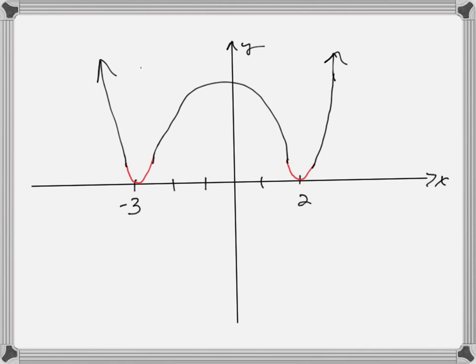Why is it just touching? Because I said I want a double zero at 2. Double zero means the multiplicity is 2. And when the multiplicity is even, it's touching. It's touch and go. And there's a double zero at -3.